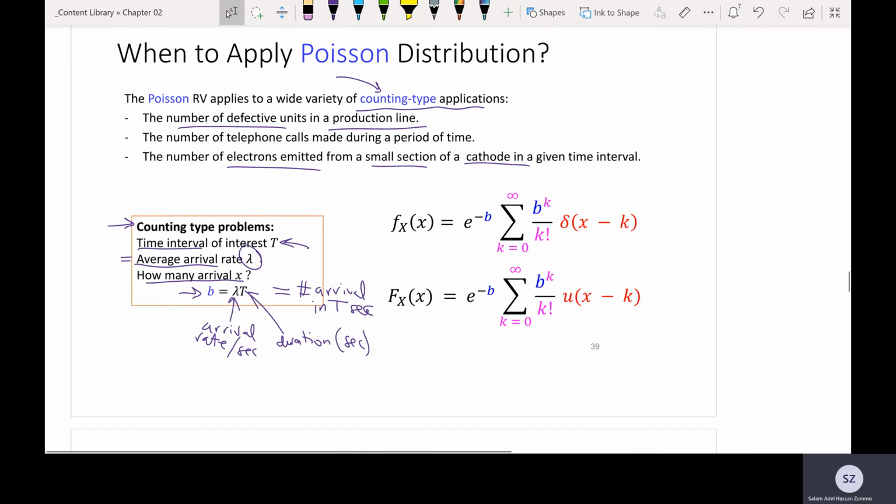We use the unit step U in the CDF and delta in the PDF to describe the function. But the probability that x equals k is the difference next to it, which is the step function. This is to enable you to plot the function.